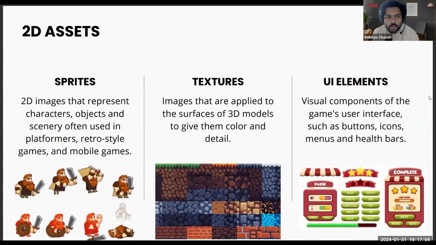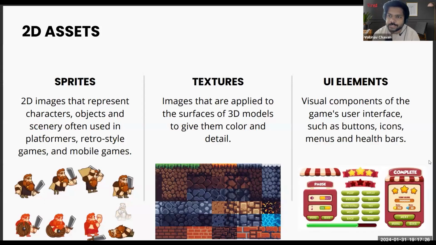Now, when we talk about 2D assets, majorly there are three types of 2D assets, and this is global. I'm just trying to keep it very generic so that you understand what we use globally when we talk about 2D assets. 2D assets are of three types.